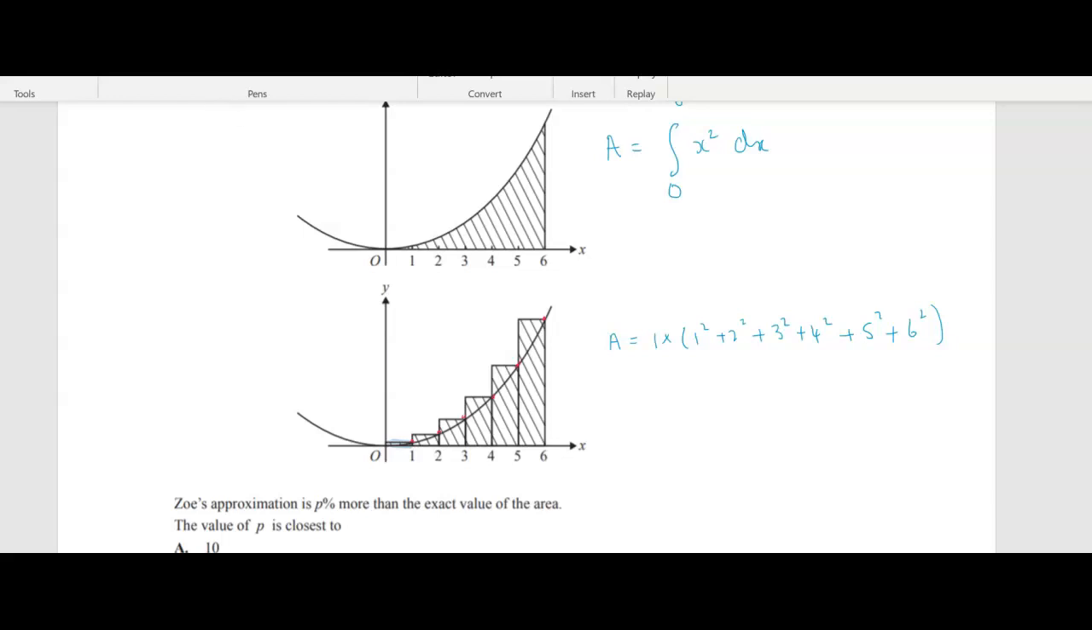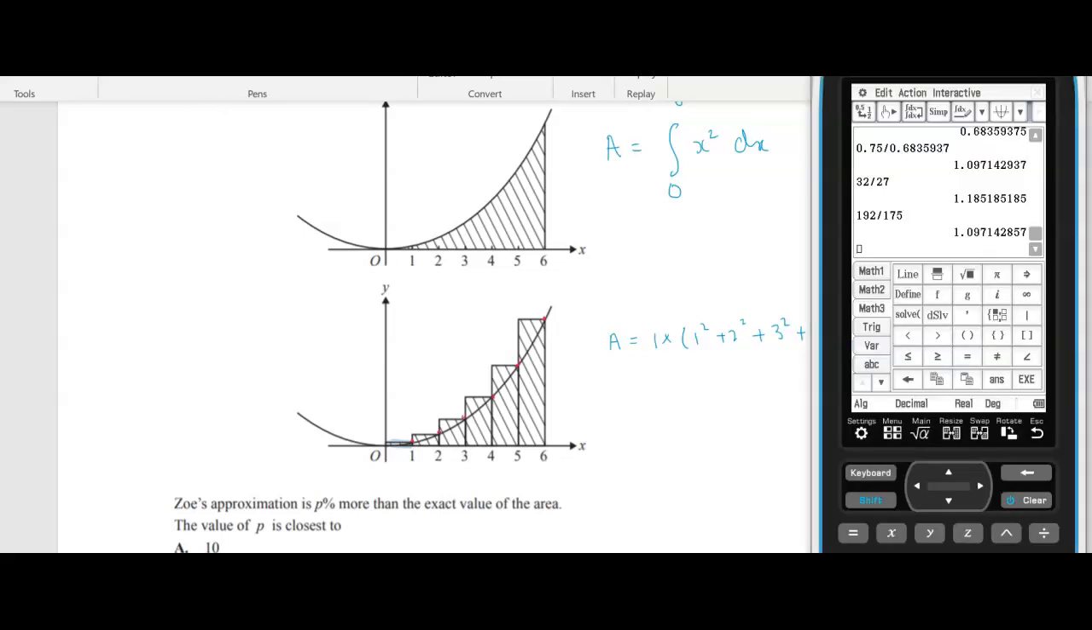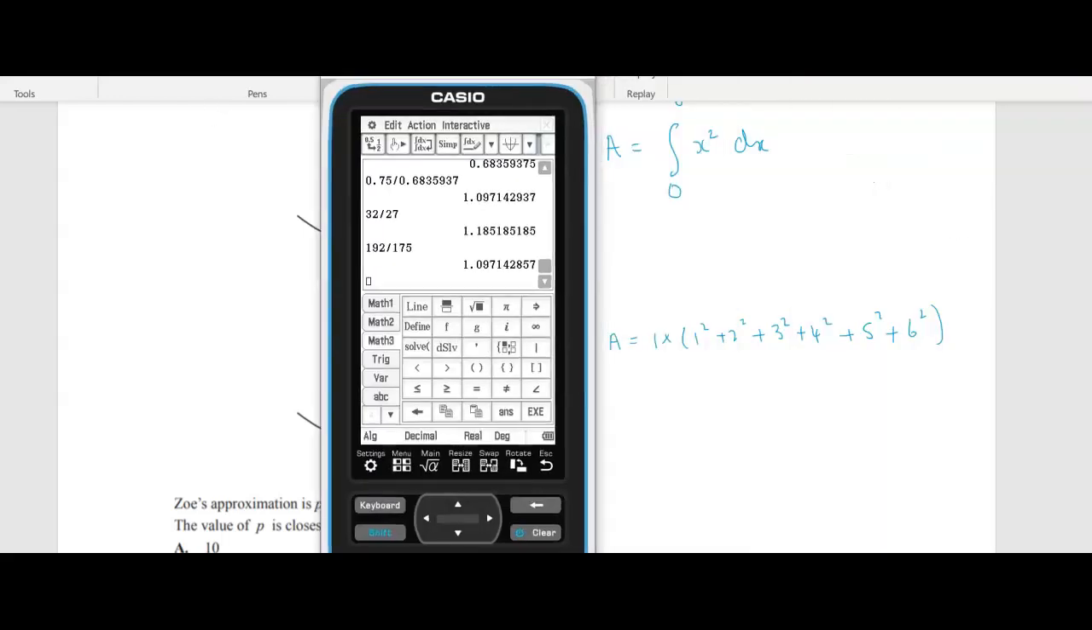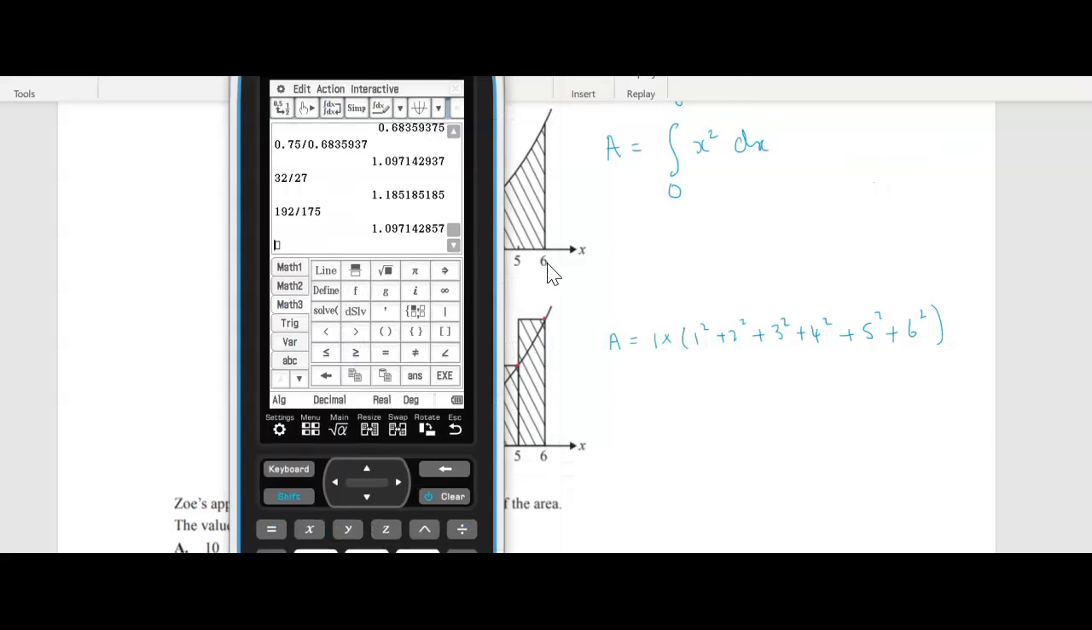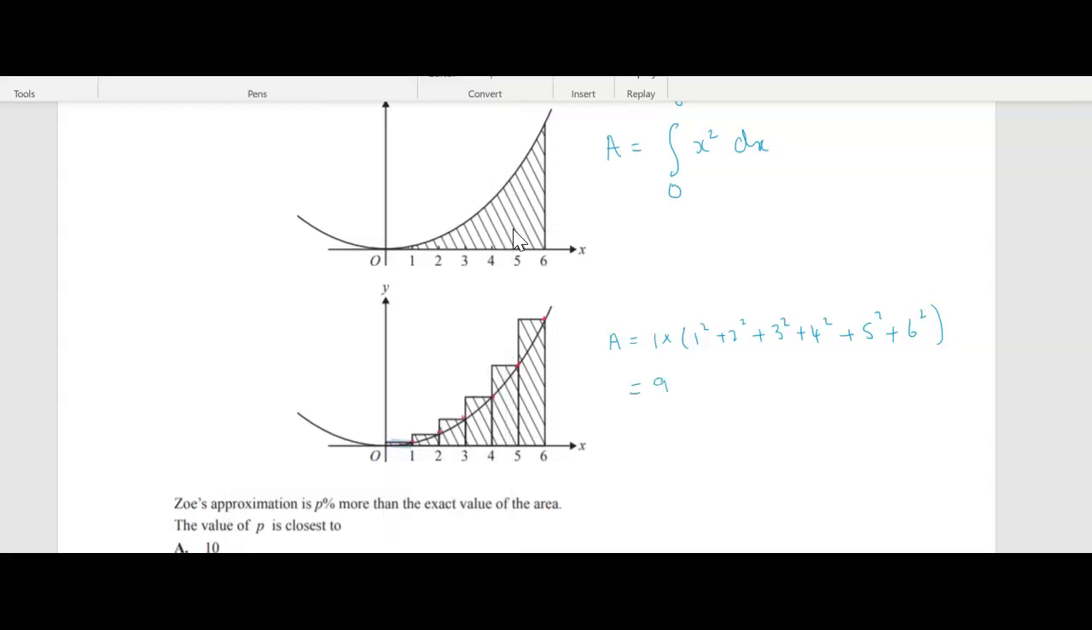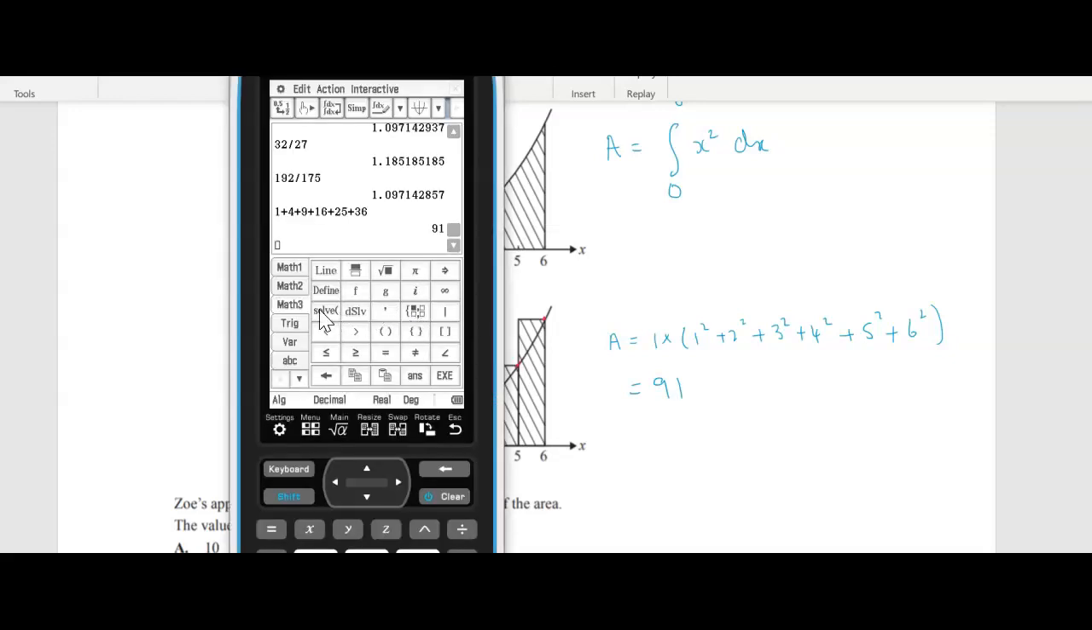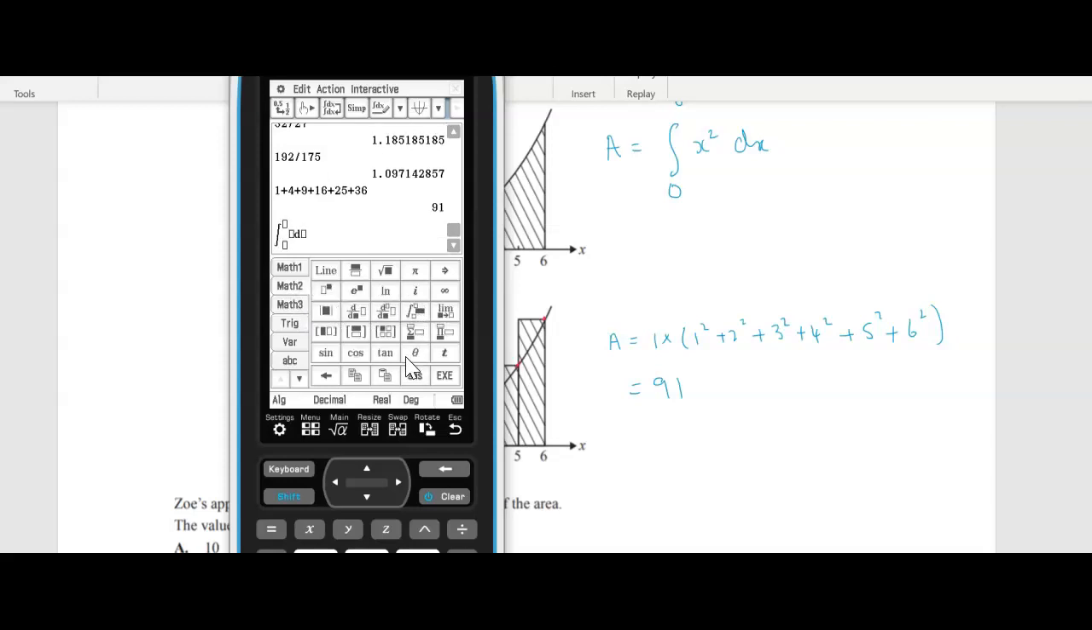Okay, now you can easily do that on the calculator. You can probably even square them. So it's going to be 1 time, so I don't even need to do that. So we can just say 1 plus 4 plus 9 plus 16 plus 25 plus 36. There it is, it's 91. Oh, I was going to say pause it. I didn't want to keep going. Obviously you can pause it, you don't need me to tell you to pause it. All right, so there's the area approximating.